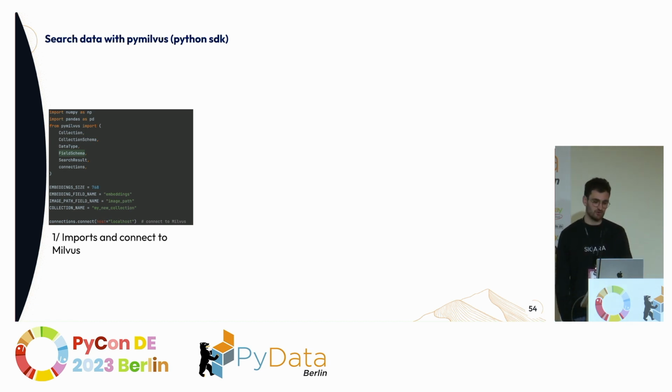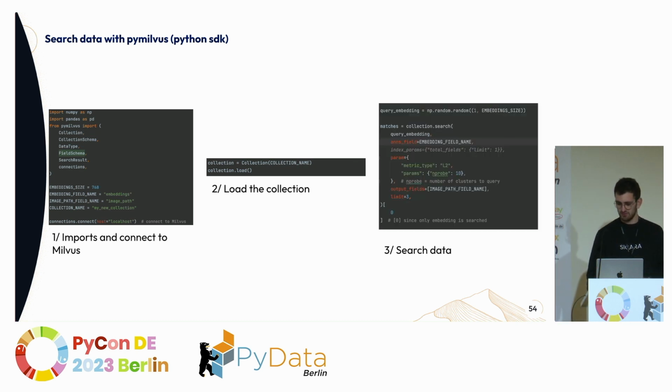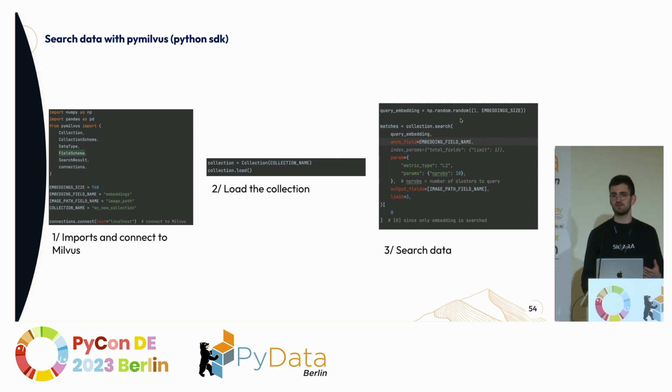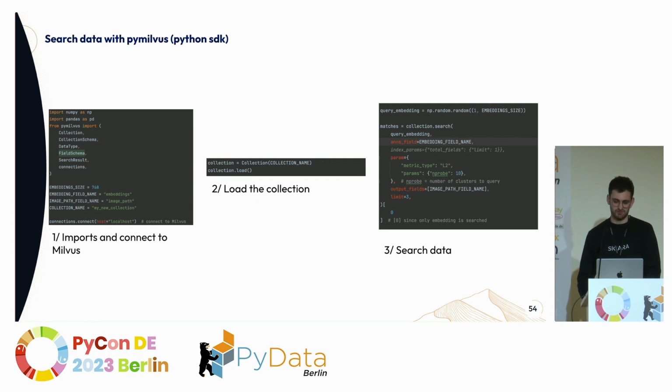When you have indexed all of that, searching your data is equally simple. So again, you have to connect. Then you have to load the collection. Loading the collection means taking it from disk to CPU to make it searchable. And then you call the search method with your query representation to be able to search it.